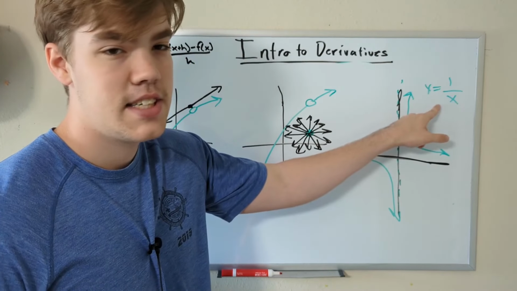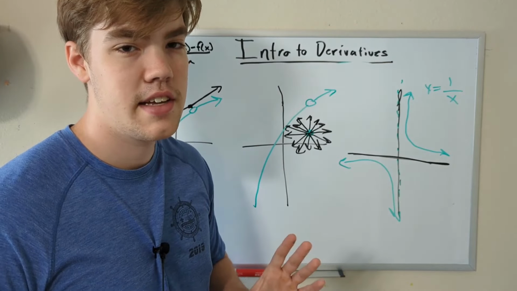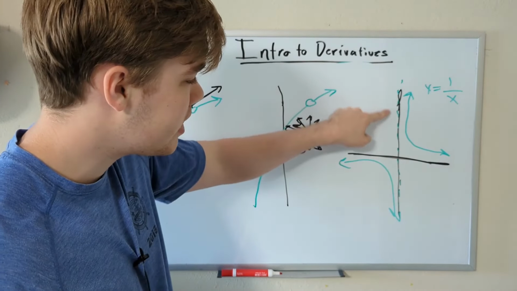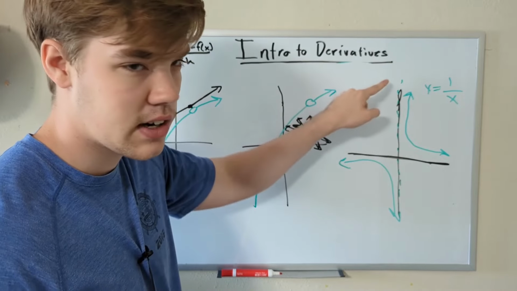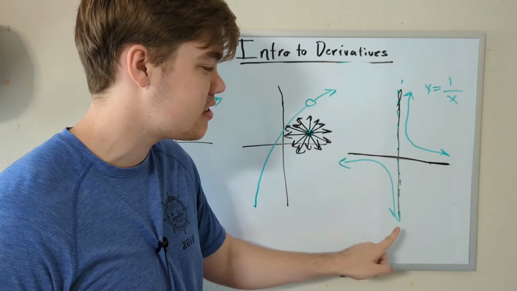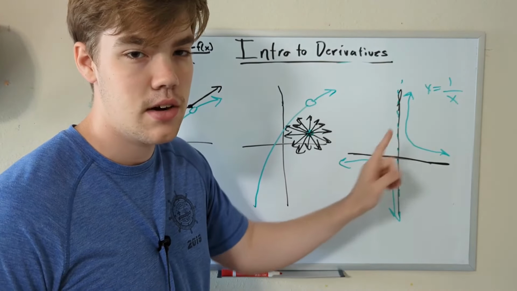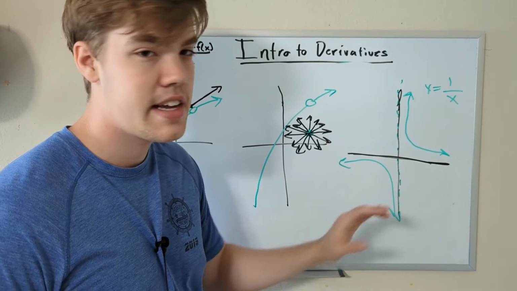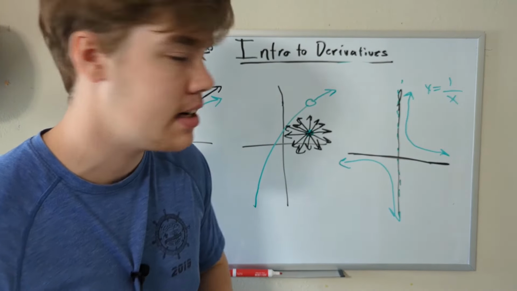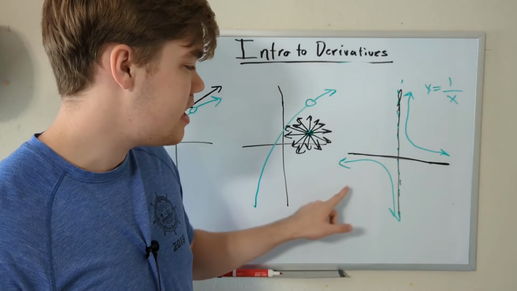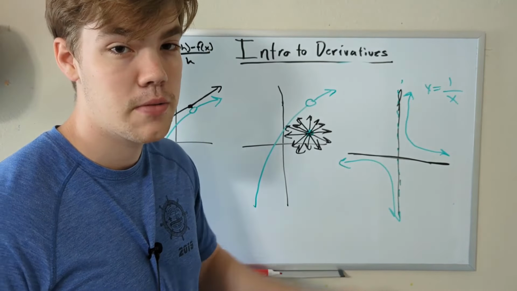Now this function does have a derivative. It can be solved, it does have a derivative, but we cannot find the tangent line at this vertical asymptote. We have an infinite discontinuity at x equals 0. So we cannot find a tangent line, aka the derivative, aka the instantaneous rate of change, at this point. We can find it anywhere along these 2 lines, but not at 0. It is what it is.